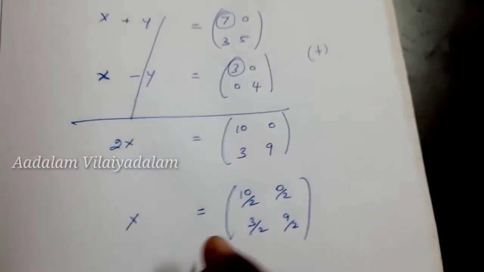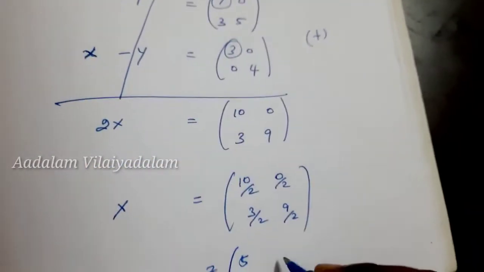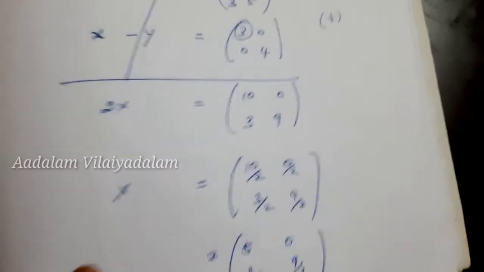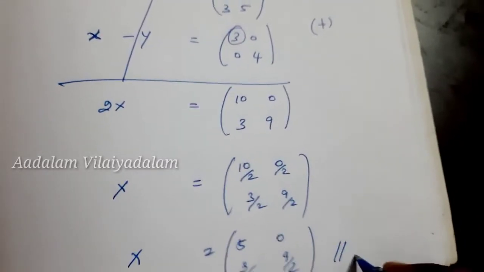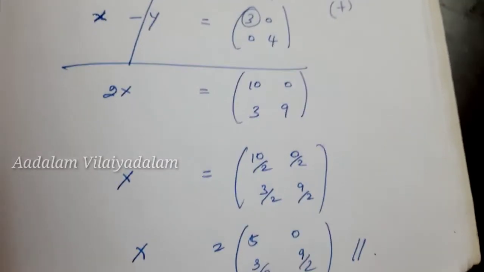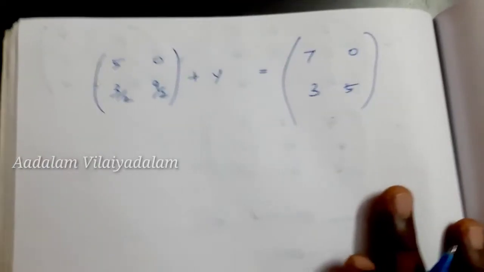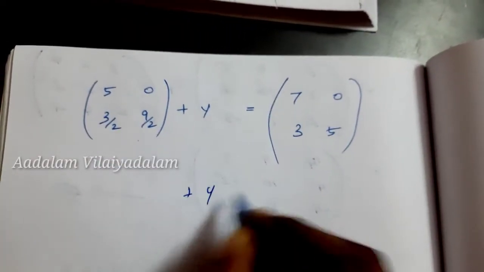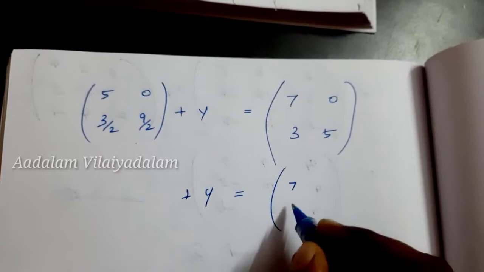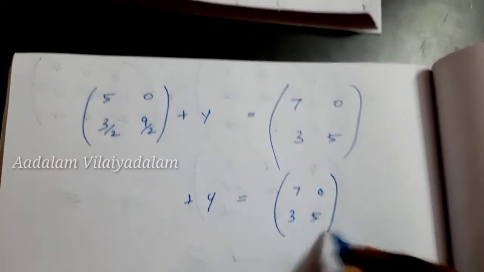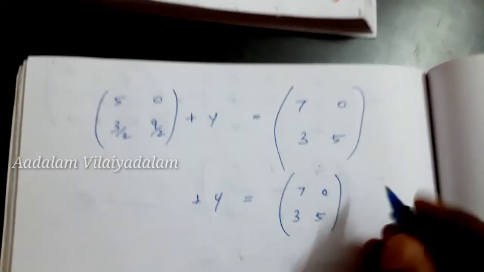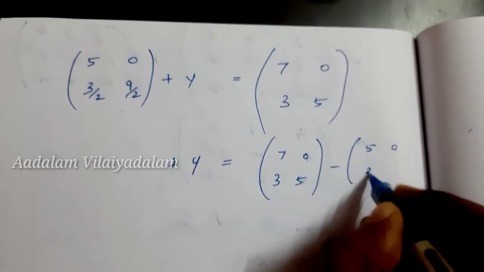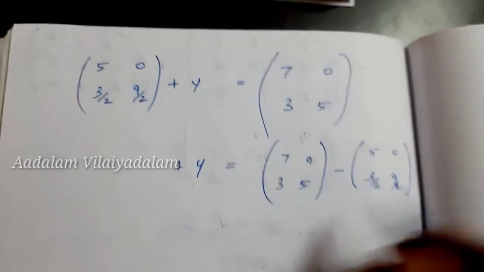Then the values are 5, 0, 3 by 2 and 9 by 2. So this is the value for x. Now substitute this value in y. Here if we substitute the value of x in the equation, we get y equal to 7, 3, 0, 5. Then this matrix becomes minus when it gets transposed. Then 5, 0, 3 by 2, 9 by 2 we get.